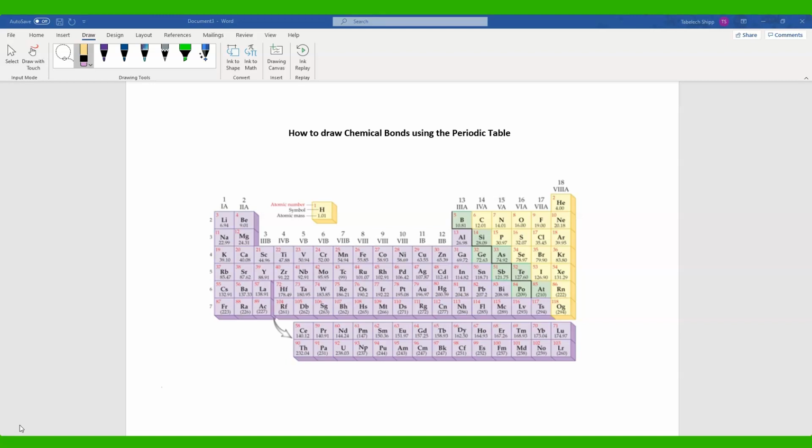I'm going to keep this one short and sweet and to the point because here's the thing. The way you do these chemical bonds and the way you draw them out is all based on how well you know the periodic table.